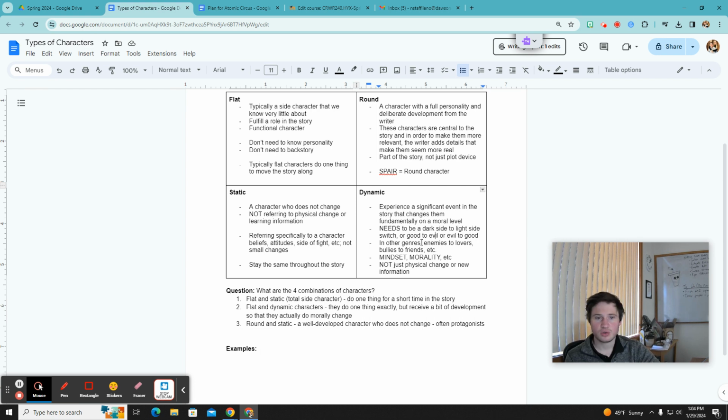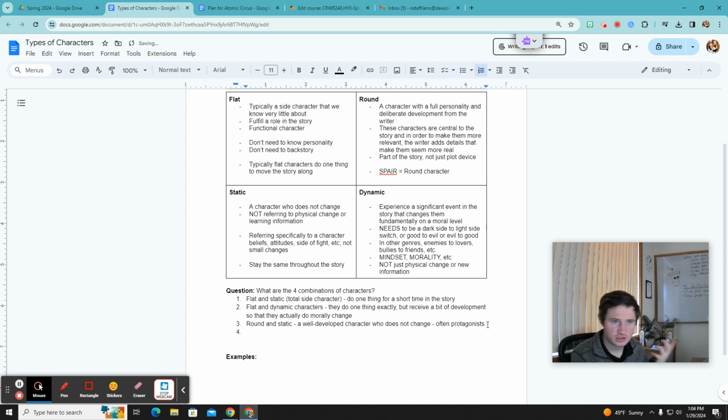I mean, we could just go on and on and on. This is one of the most popular storytelling combinations for your characters. Your characters will probably be round and static. If you do a spare character development, they're not going to change through the course of your story, most likely. So that's probably where you're going to be at.